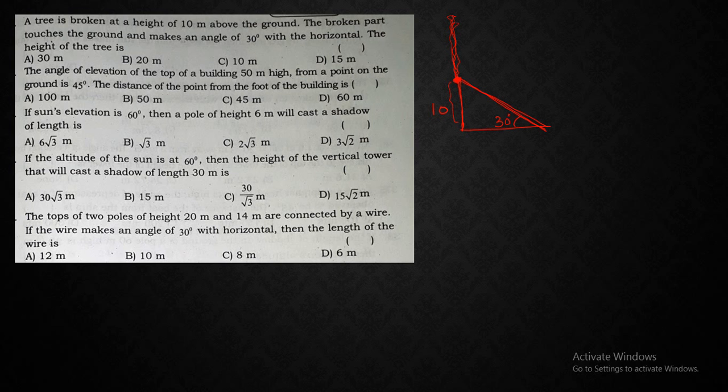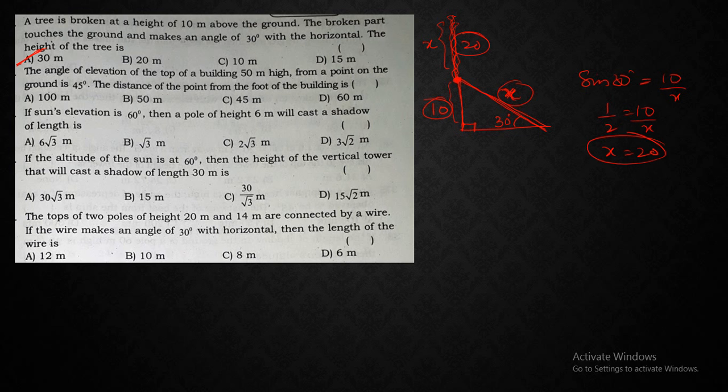Height of the tree means before it is broken, so you need to find the height. Clearly, if I consider this as x, then this whole x part has fallen here, right? So clearly we know the opposite, we need to find the hypotenuse. So sin 30 is equal to 10 by x. Sin 30 is 1 by 2. So 1 by 2 is equal to 10 by x. So x is equal to 20. If x is equal to 20, then this is equal to 20. Then the height of the tree is 20 plus 10, which is nothing but 30 meters. So before breaking, the height of the tree is 30 meters.